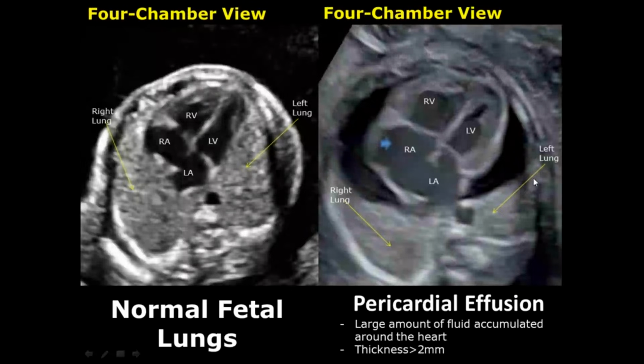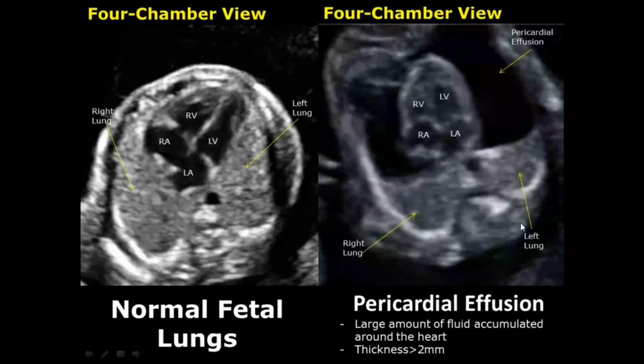Pericardial effusion is the accumulation of fluid around the heart. We can see this anechoic fluid around the heart. Now if the thickness is 2 millimeters or less, it is a normal amount of pericardial fluid, but if it is more than 2 mm, it will be pericardial effusion. In this image we have a large amount of fluid collection around the heart. A severe case of pericardial effusion.